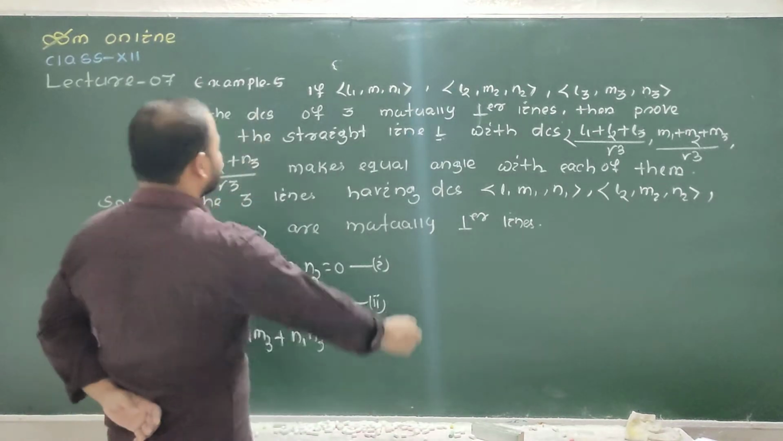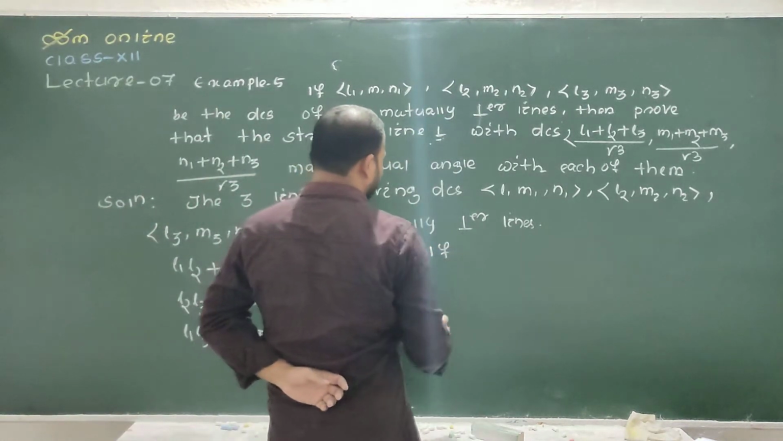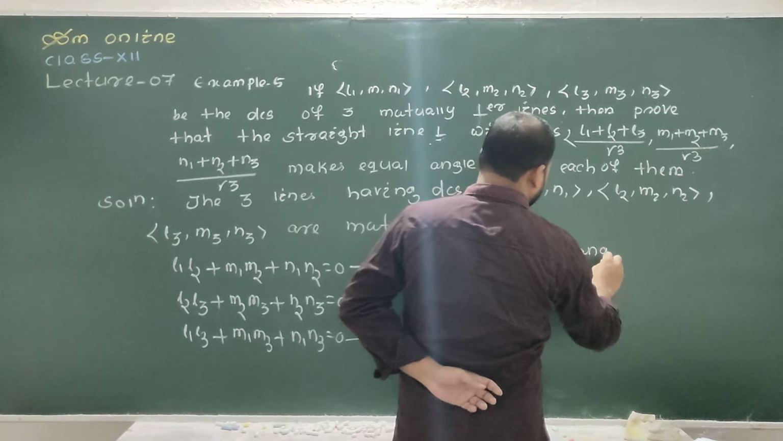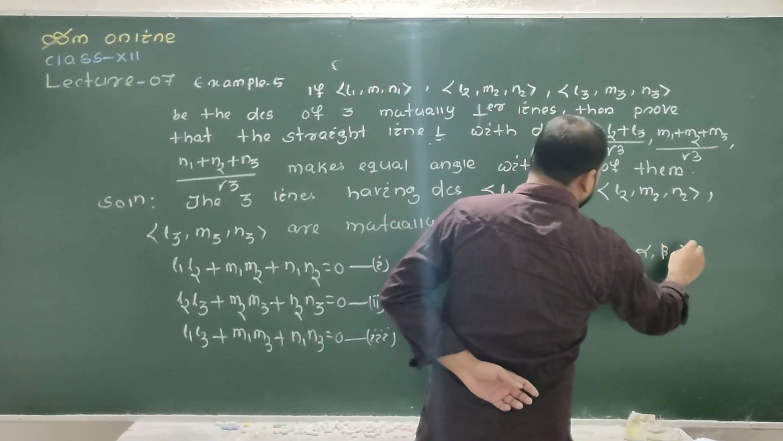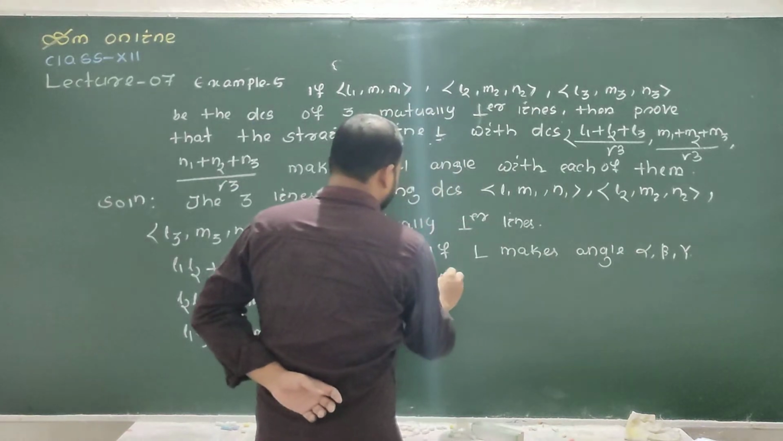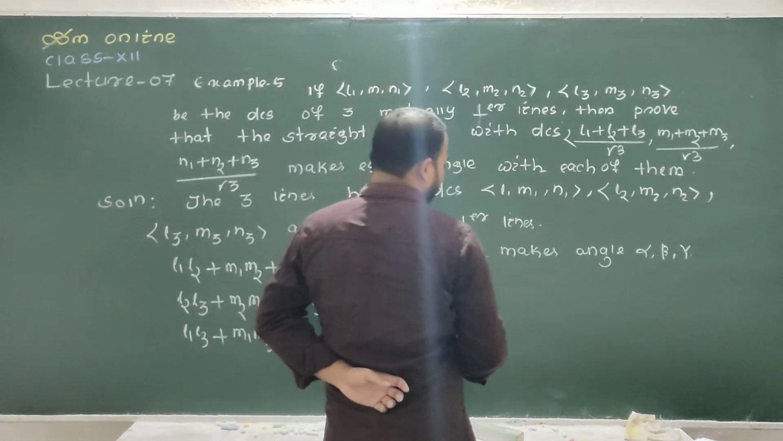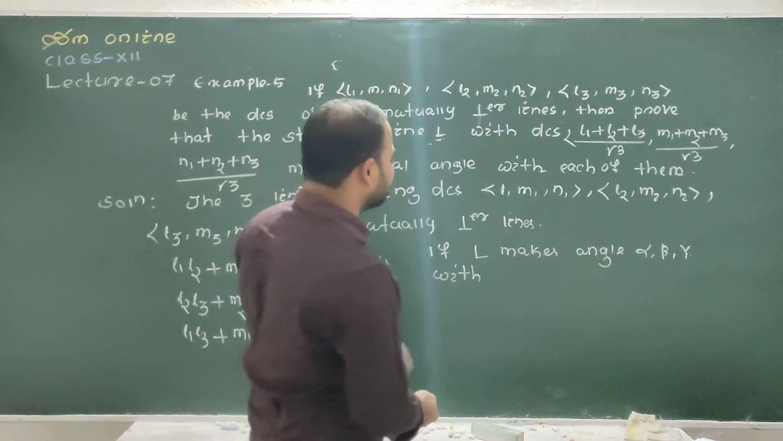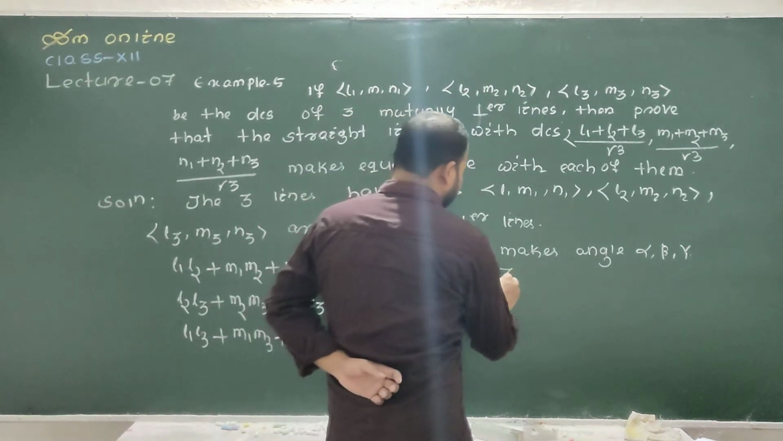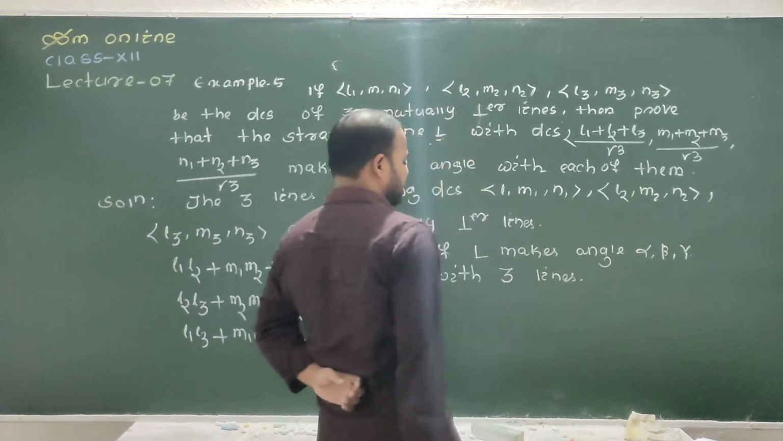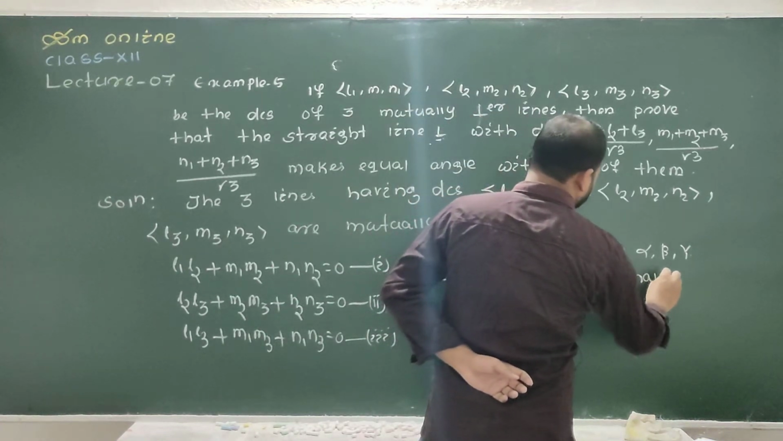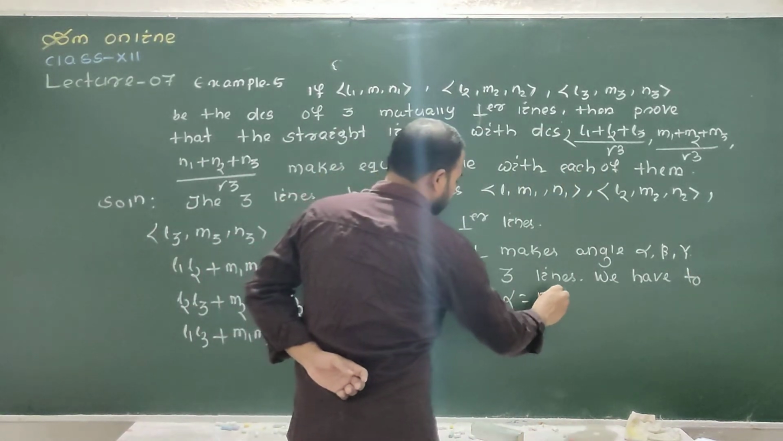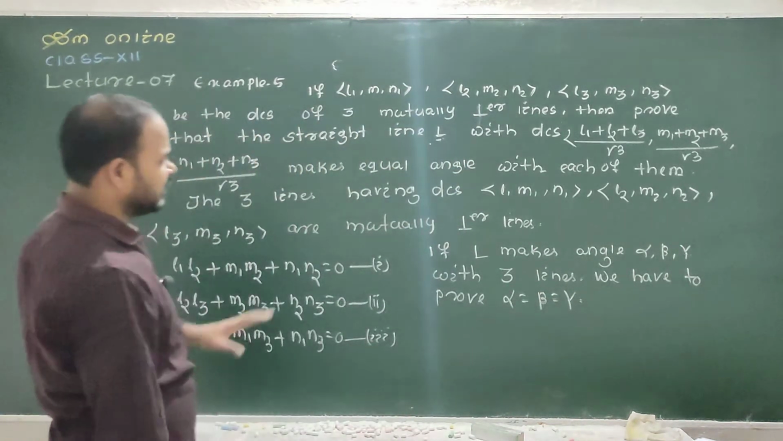So here, next point, if L makes angles alpha, beta and gamma with the three lines, we have to prove alpha equal to beta equal to gamma.